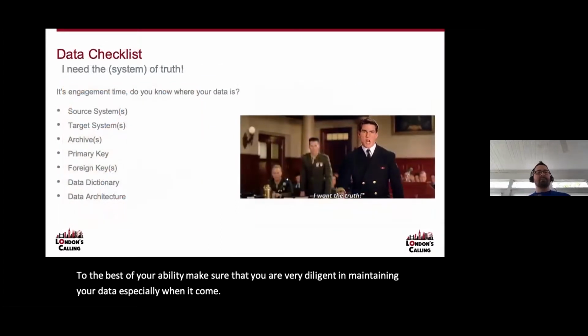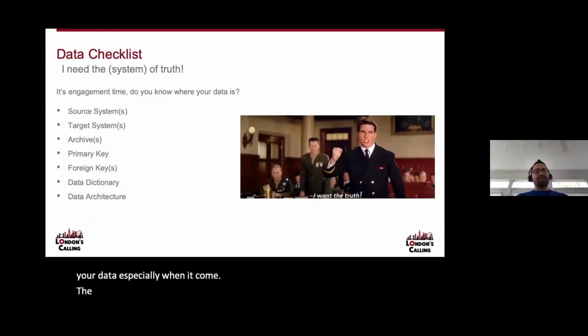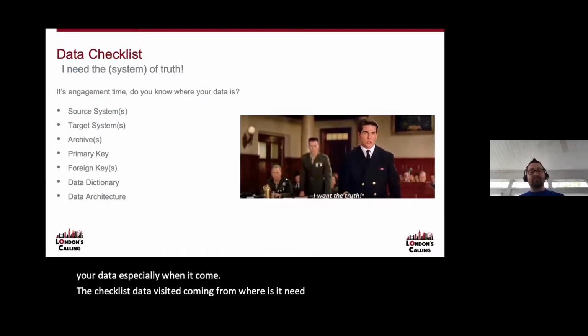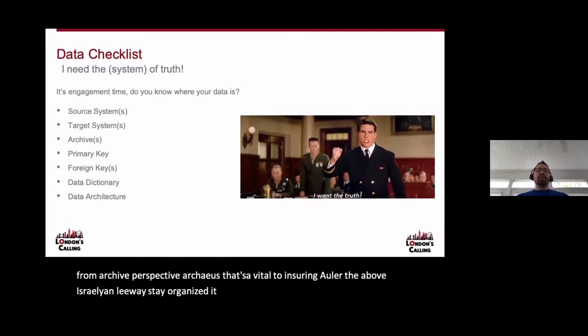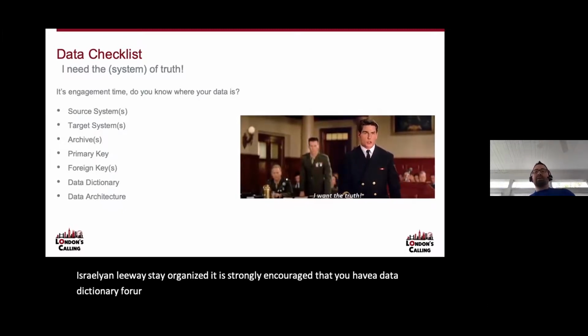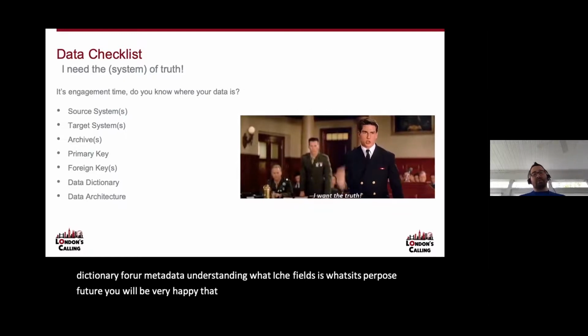So the checklist. Data: where's the data coming from? Where does it need to go? What are we doing from an archive perspective? Our keys, that's vital to ensuring all of the above. It's really the only way to stay organized. It is strongly encouraged that you have a data dictionary for your metadata, understanding what each field is, what its purpose is. Future you will be very happy that you did that, so you absolutely should do that.